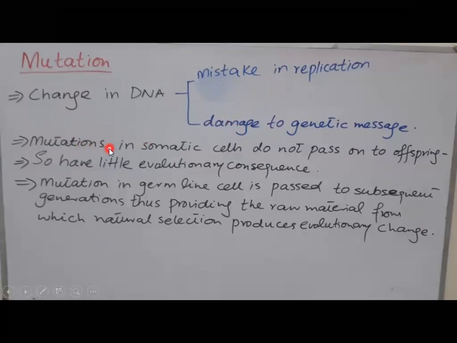Actually, mutations in somatic cells do not pass on to the offspring, so they have only little evolutionary consequence. Mutation in the germline cells or the sex cells is passed to subsequent generations, thus providing the raw material from which natural selection produces the evolutionary changes.